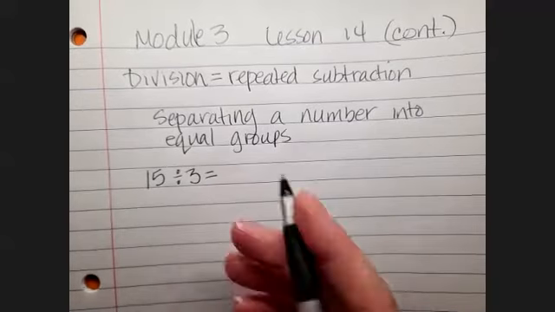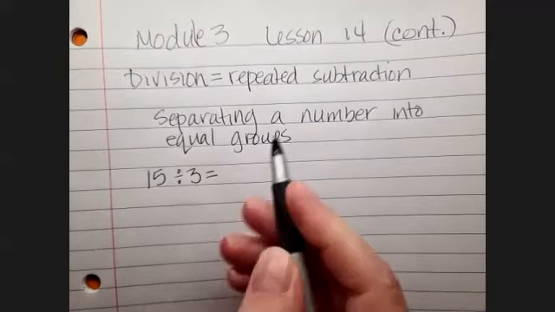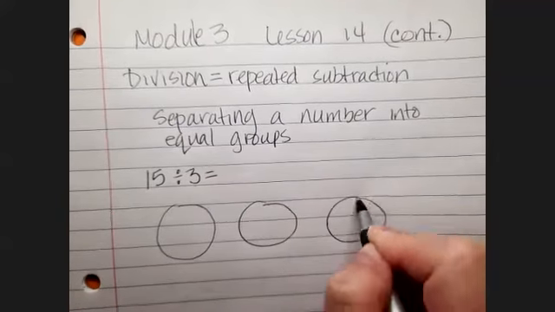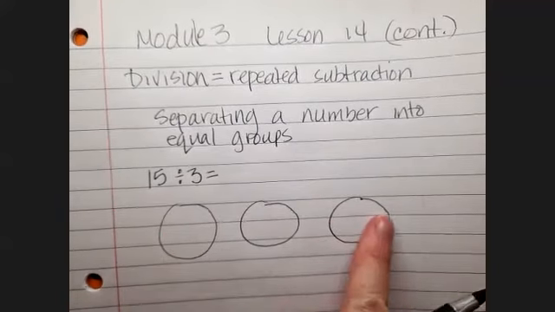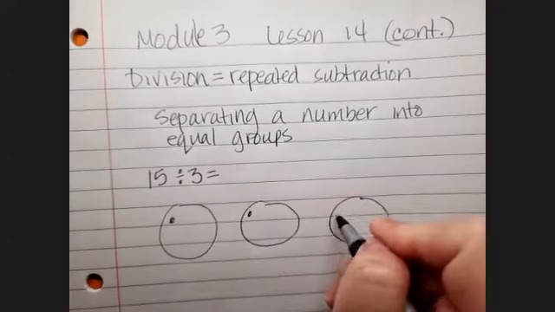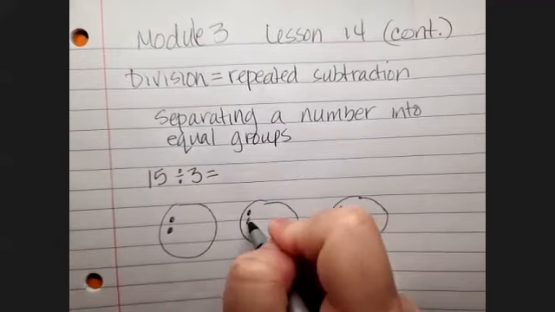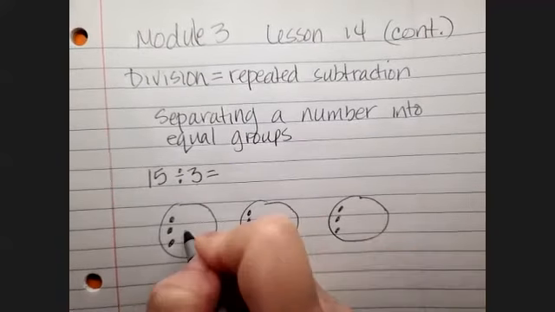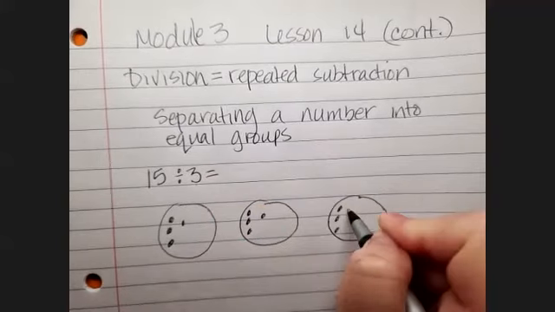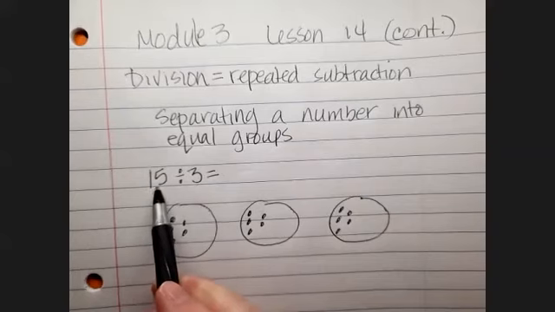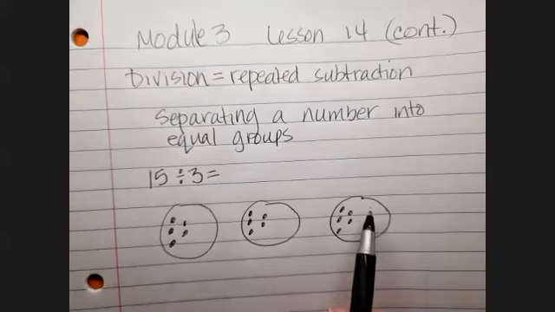I could draw a picture. So I want to divide this number 15 into 3 equal groups. So here's 1 group, 2 group, 3 group. I need the same number in each group. So if I have the number 15, I might go 1, 2, 3, 4, 5, 6, 7, 8, 9, 10, 11, 12, 13, 14, 15. Okay, so I took 15 and I divided it equally into 3 groups.